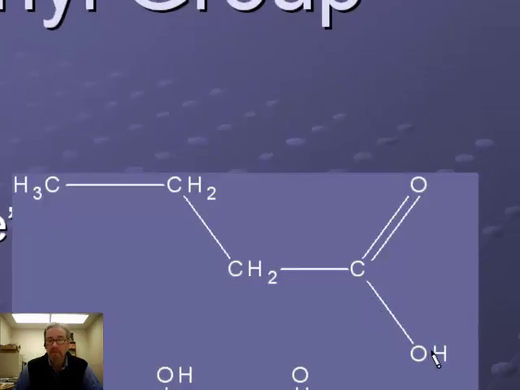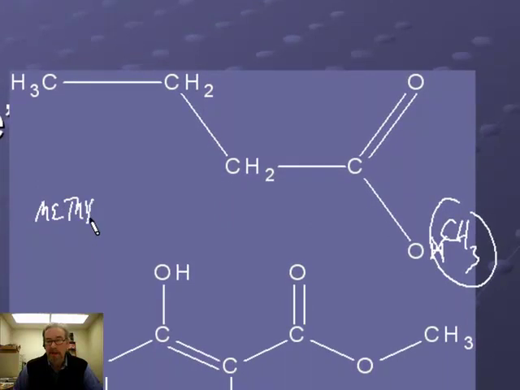This one actually shouldn't have an H there. It should have a CH3. So this is a methyl. So I start my name out with methyl. And then this is 1, 2, 3, 4 carbons long. So butanoate.